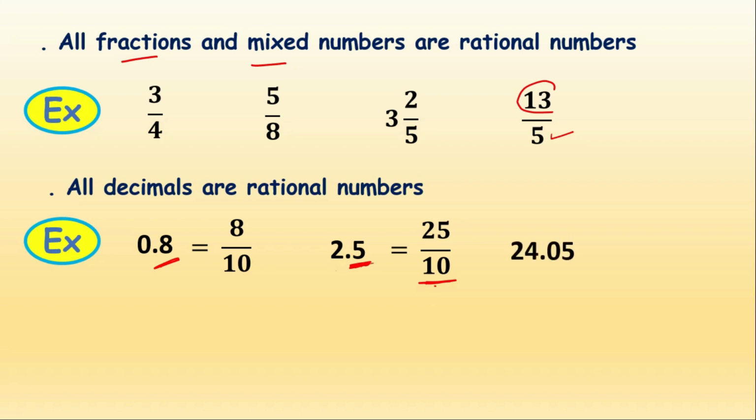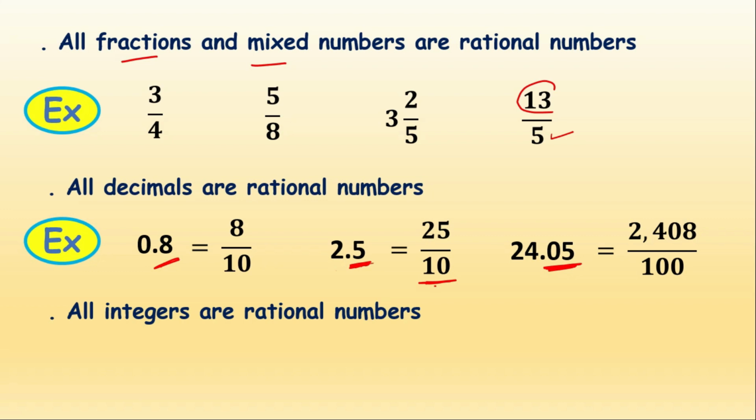The last one, 24 and 500. You can write it in a form a over b, like all the digits over 100, because with 2 decimal places you write 100 in the denominator. Okay, so all decimals are rational.